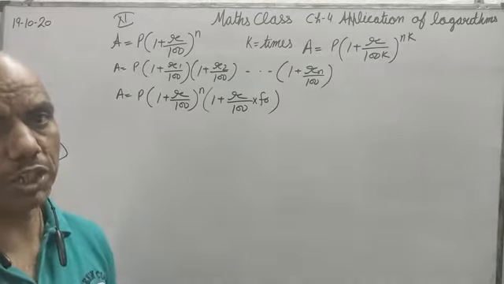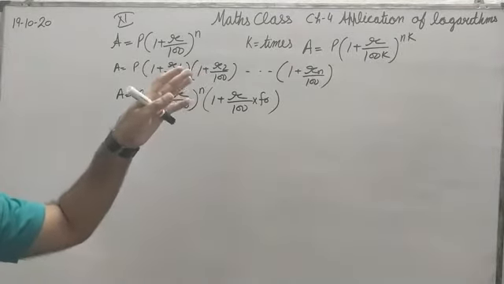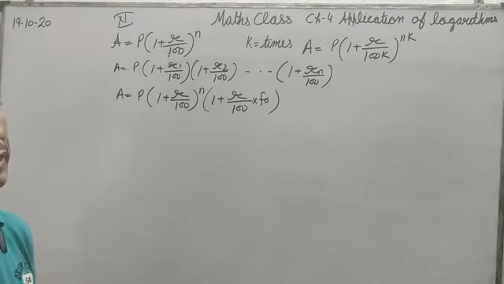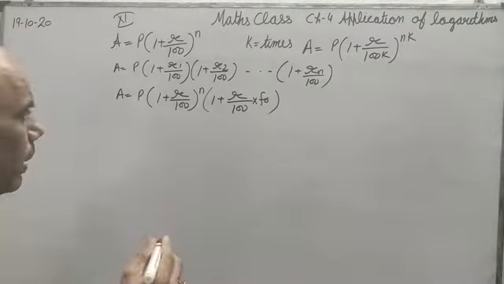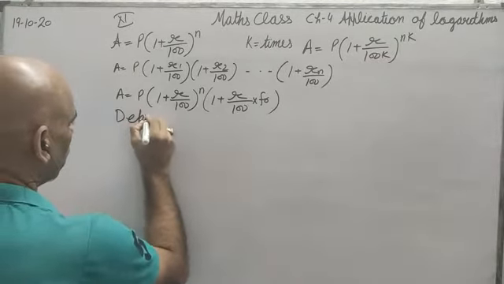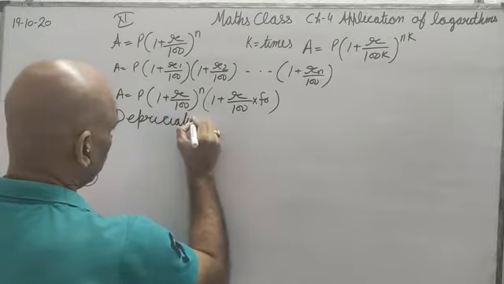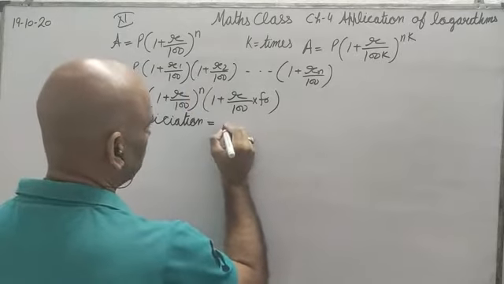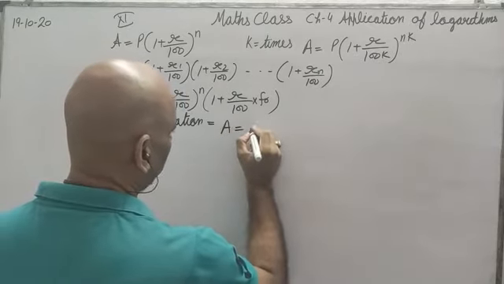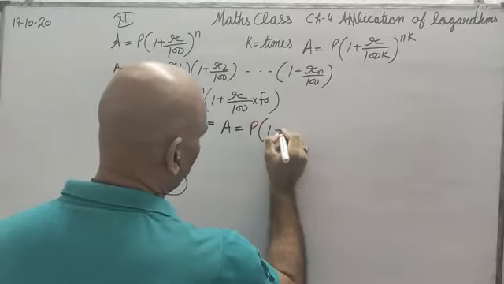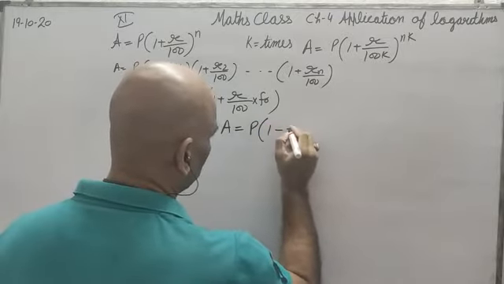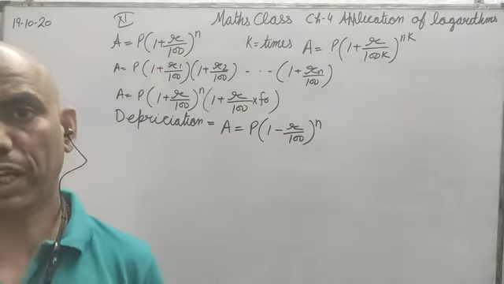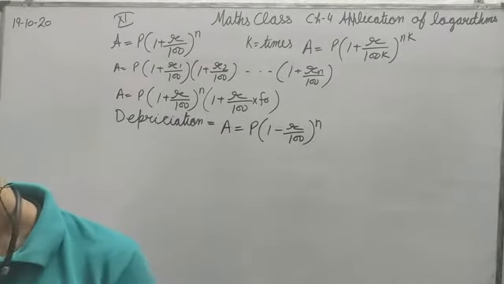Similarly, for population growth also we are going to utilize the same formula. And one more thing in this is known as depreciation. For depreciation, the rate plus will be minus, that's it, nothing else. The value after depreciation will be amount is equal to P (1 minus R upon 100) to the power n. So these are all the formulas which we are going to utilize in chapter 4.